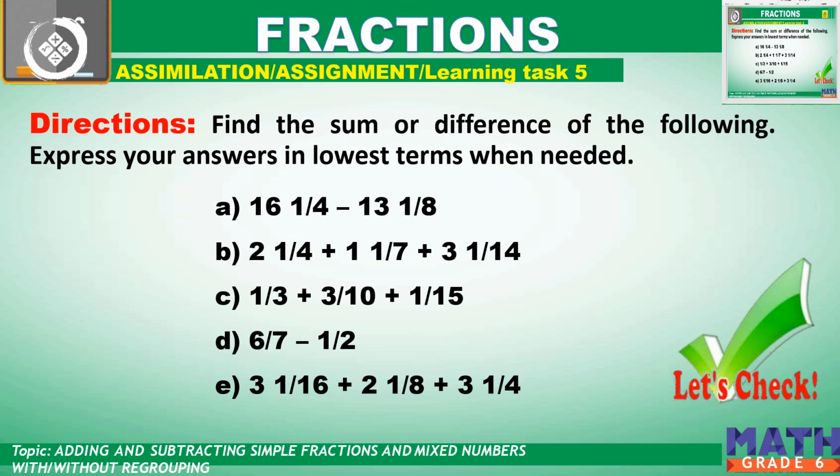For letter A, we have 16 and 1/4 minus 13 and 1/8. For letter B, 2 and 1/4 plus 1 and 1/7 plus 3 and 1/14. For letter C, 1/3 plus 3/10 plus 1/15. And for letter D, 6/7 minus 1/2. And for letter E, 3 and 1/6 plus 2 and 1/8 plus 3 and 1/4.